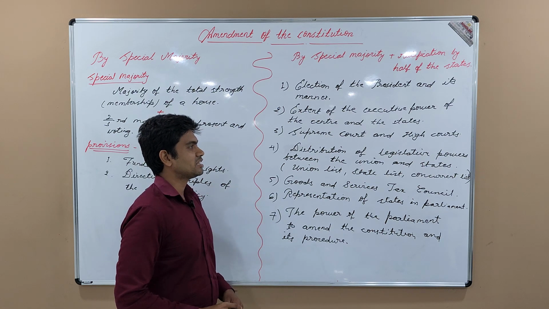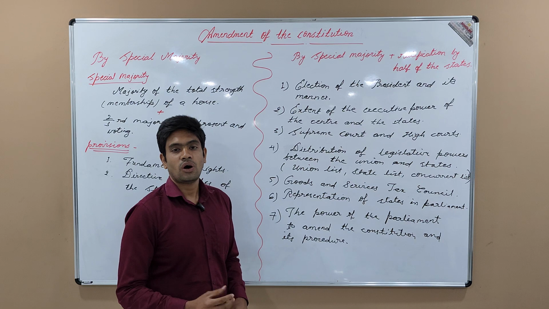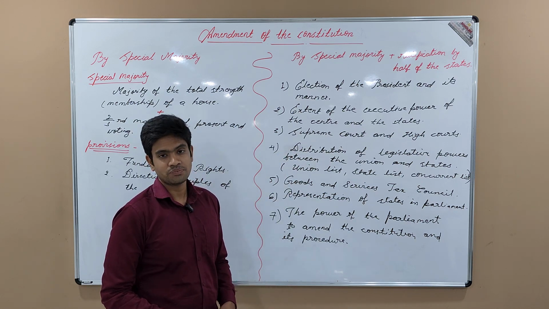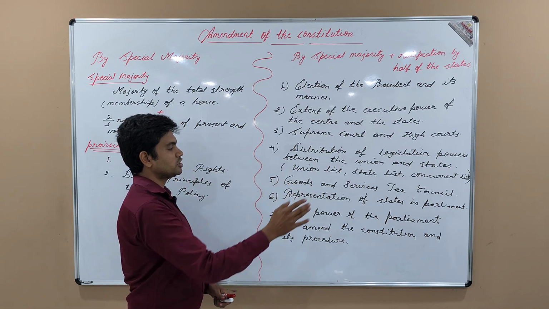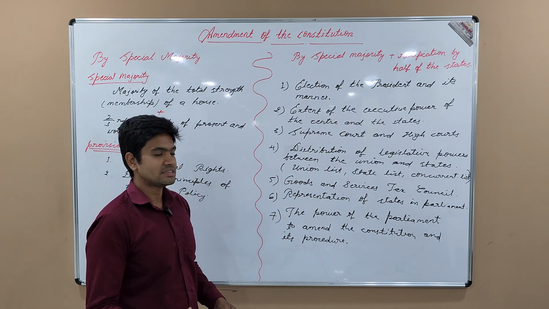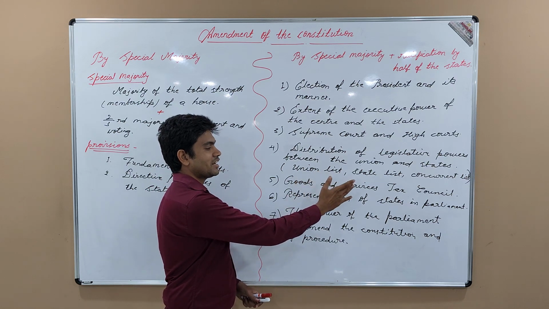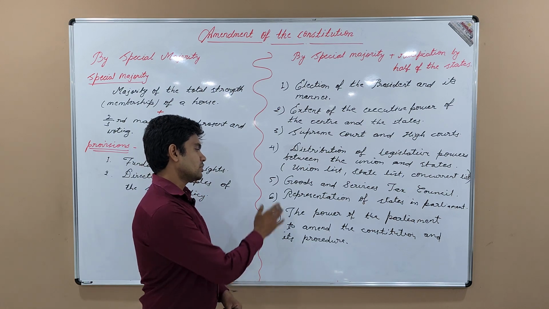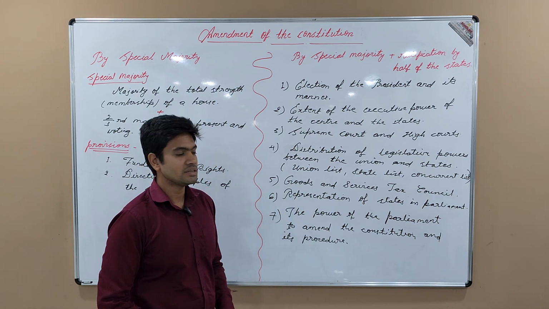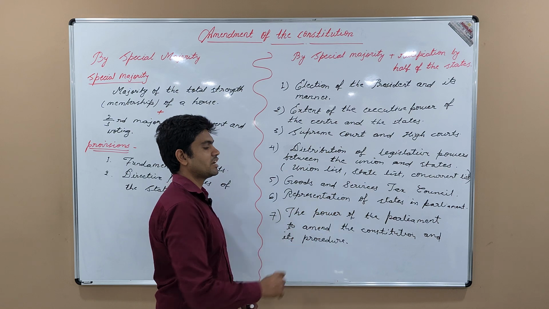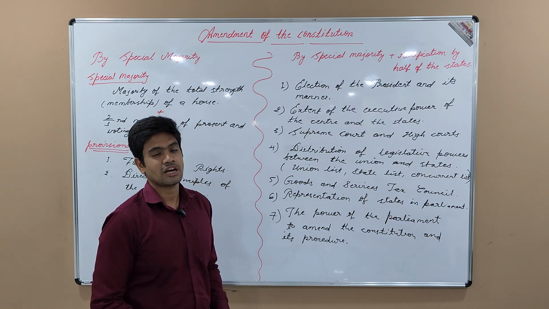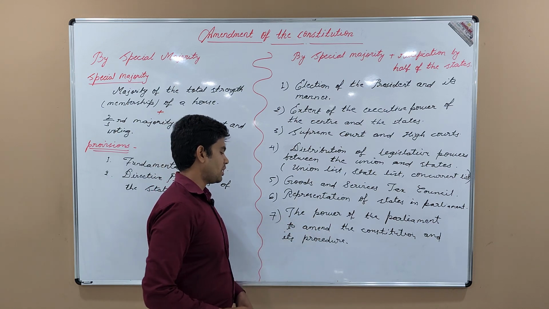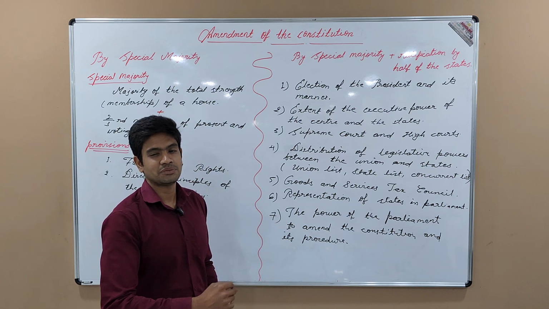The second one is extent of the executive power of the center and the states. The third one is Supreme Court and High Courts. The fourth one is distribution of legislative powers between the union and states in terms of three lists: union list, state list, concurrent list. Okay, these lists are there in the 7th schedule. The fifth one is Goods and Services Tax Council. The sixth one is the representation of states in the parliament, means the seats allotted to the states in the Rajya Sabha. And seventh, the power of the parliament to amend the constitution and its procedure.